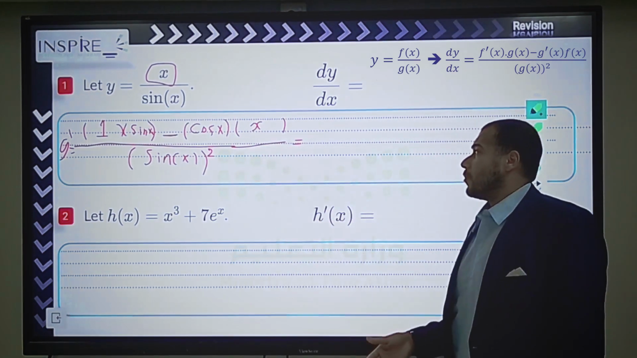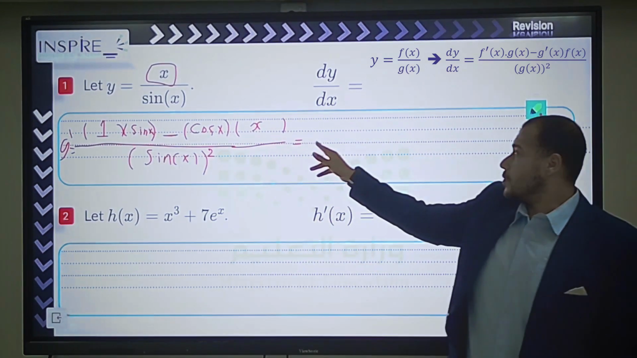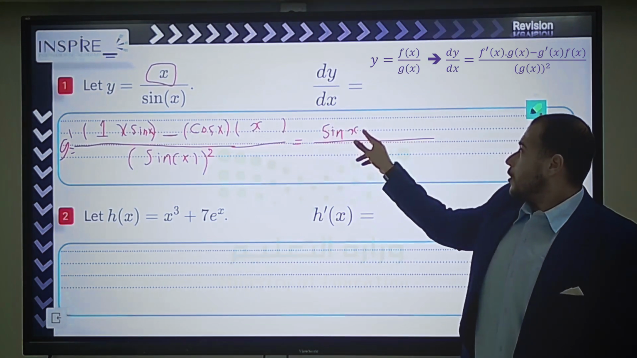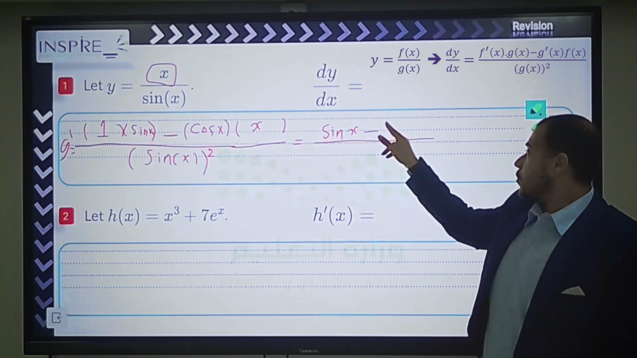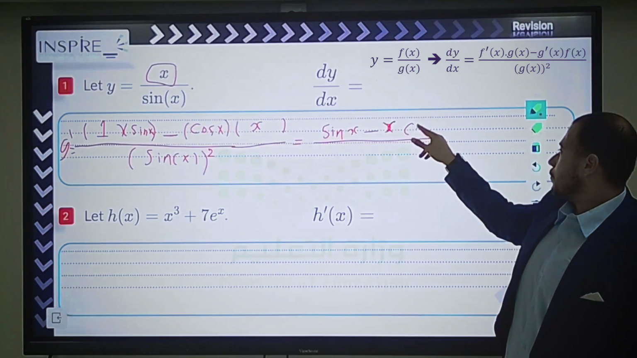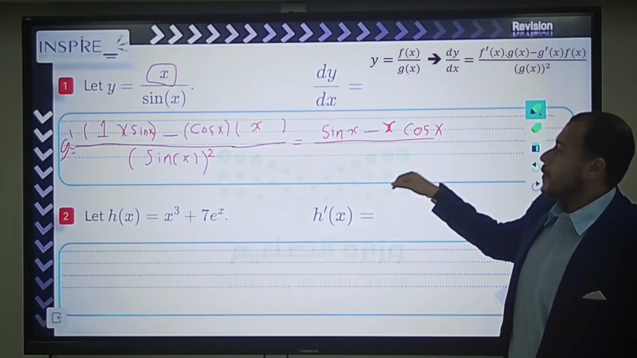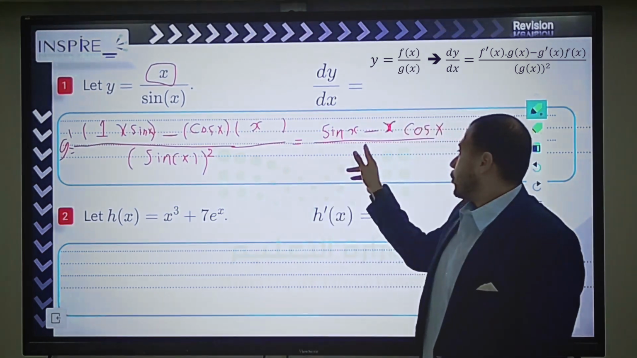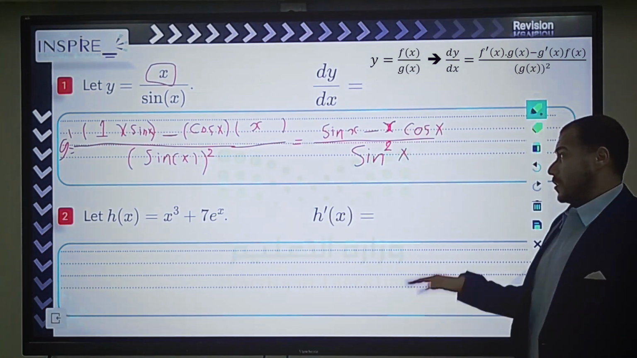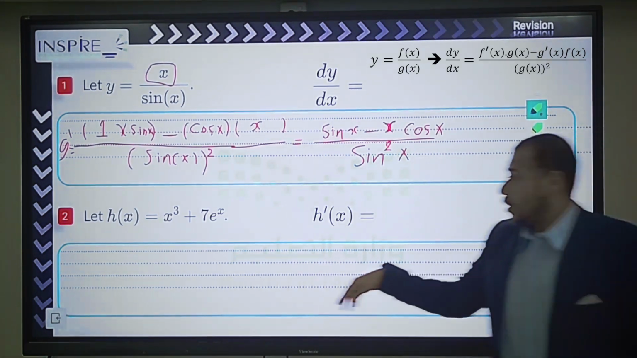Okay, if you want to simplify further, you will multiply 1 times sine x, equal to sine x. Minus cosine x times x, equal to x cosine x. And sine x squared, you can write it like this, sine squared x. And this is the final answer. Okay, about the second one.